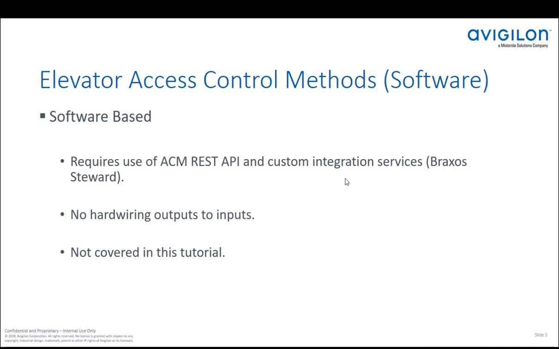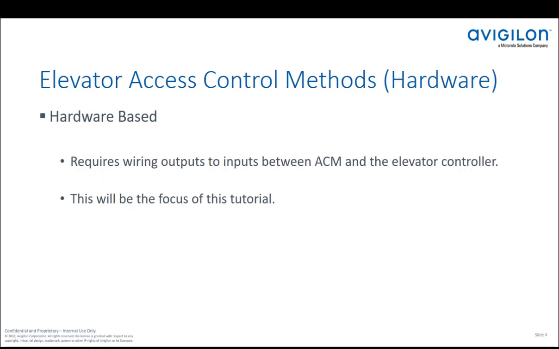There are two different methods used when setting up elevator access control. The first is software-based. We're not going to go into that today because that requires custom integration services and using the REST API. What we are going to cover is the hardware-based method. This is where, again, you have the card reader mounted in the elevator cab, and then back at the elevator control room, you're wiring outputs from ACM to inputs on the elevator controller. And in the case of using feedback, as we'll talk about later, you're going to actually bring outputs from the elevator controller back to inputs on ACM.